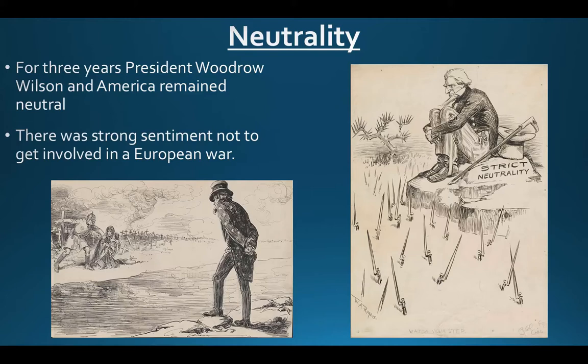For a number of reasons, for the very beginning number of years, 3 years really, for this war, President Woodrow Wilson is going to look to remain neutral with America, right? And there was a strong sentiment, because of the things we just talked about, for America to not get involved in a European war, right? It's more or less seen as none of our business. Why would we put these things out there? Why would we send our troops to die? Why would we waste our resources and money on this war is the thought, right? And you can see some political cartoons down there and on the bottom and on the right there as far as different mindsets toward this neutrality.